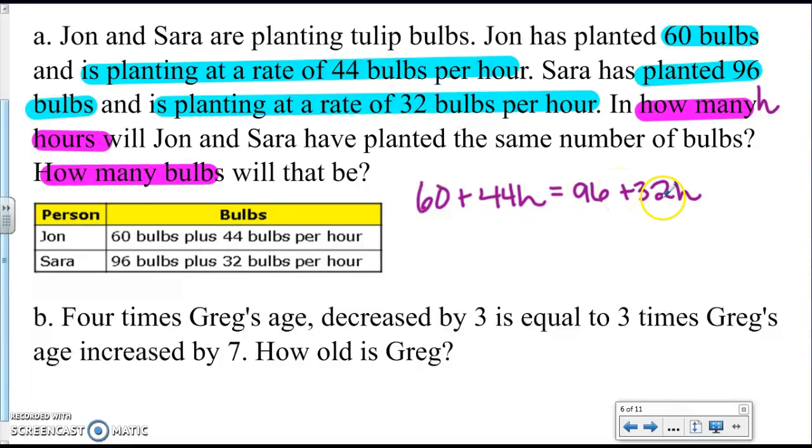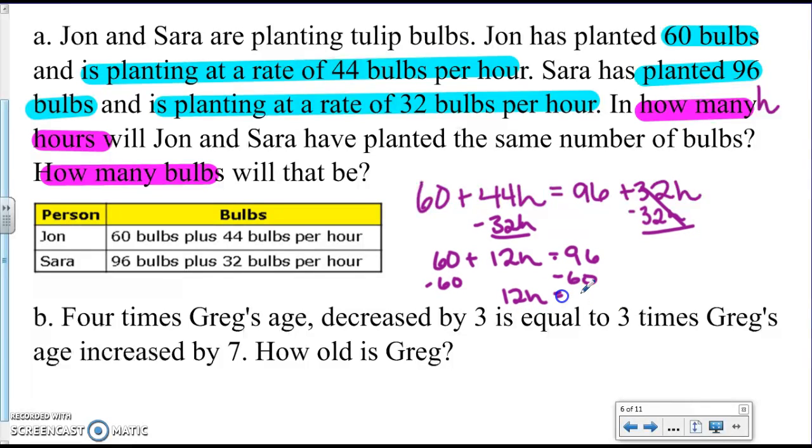So what we're going to do is solve. In my last video, I told you that I like to move the smaller of the two to avoid negative numbers. Some teachers will tell you to move it to the left. We're going to do minus 32h on both sides. So we have 60 plus 12h equals 96. We're going to subtract 60 from both sides, so we're left with 12h equals 36. Then we're going to divide by 12. So 36 divided by 12 gives us 3 hours.